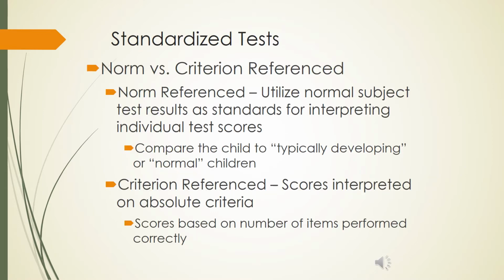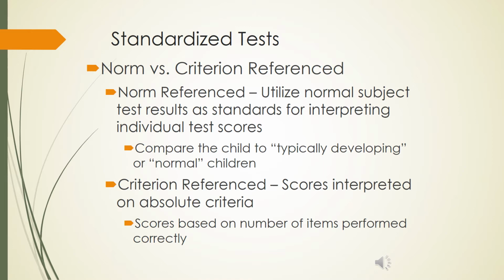So when we talk about standardized tests, there's two different kinds. You can have a norm referenced or a criterion referenced. A norm referenced test is going to be comparing that child that you are doing the assessment on to typically developing or normal children. So we are comparing age-matched peers to that specific child. I'm not going to expect a 2-year-old to be able to do what a 5-year-old can do, but I am going to compare them to other 2-year-olds to say, they are typically developing, or they're advanced, or they're delayed.